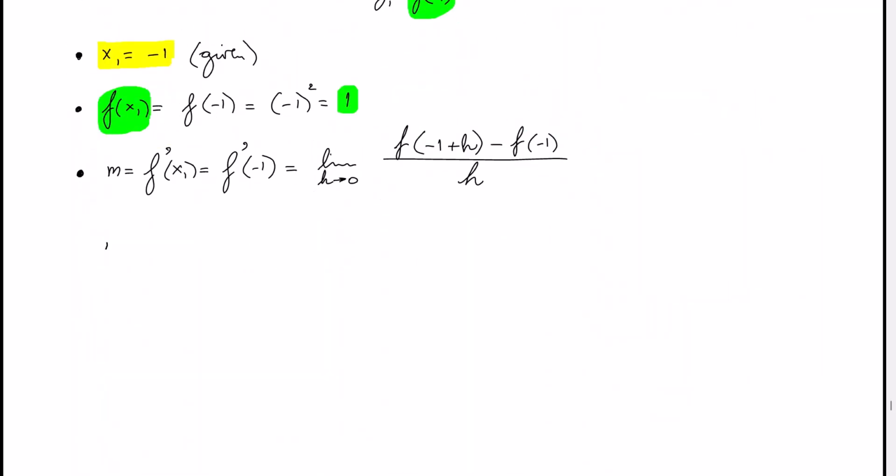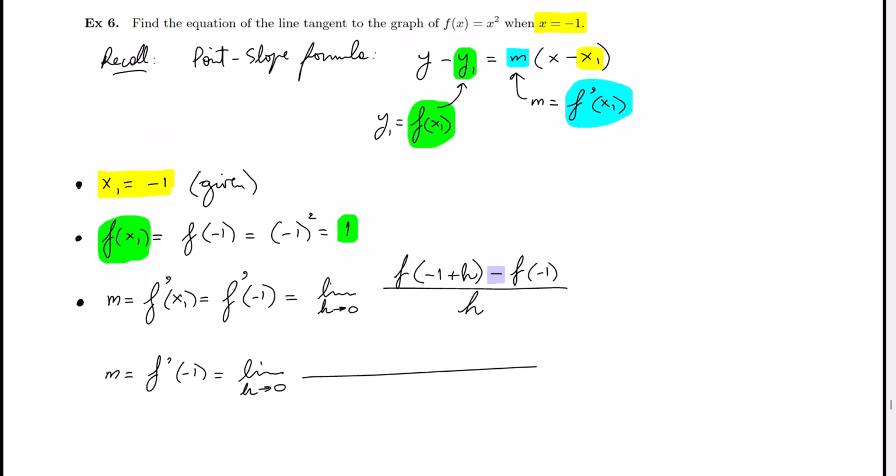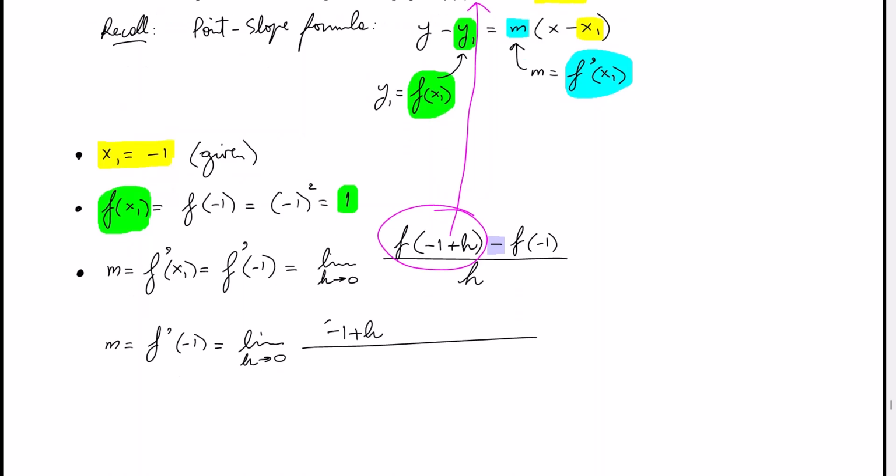So the m, which is the f prime of -1, consists of the limit as h approaches 0, and now I need to do a lot of things. Keep track of this minus. It's going to be in the middle. But first, I need to investigate what is f of -1 plus h. It just basically means go to the function f of x and replace all the x's with -1 plus h. And when we do that, we just get (-1 plus h) squared. The minus sign that was in the middle is right there, in the middle again.